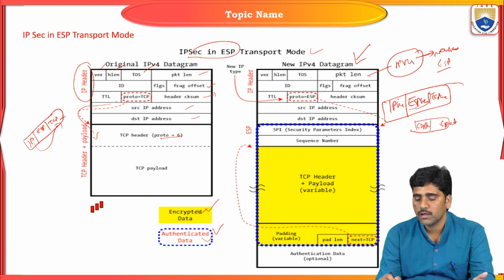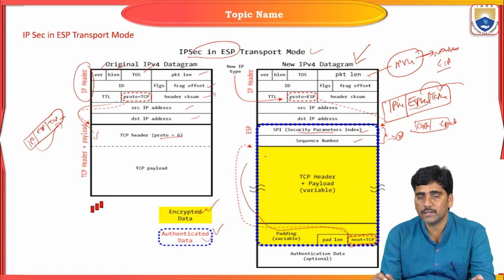So there are two fields: one is the Security Parameters Index (SPI), and the second one is the sequence number. Those two are the fields in the ESP header. The next header field of the ESP header indicates the TCP header, so next equals TCP. Next header TCP indicates the TCP header plus payload.